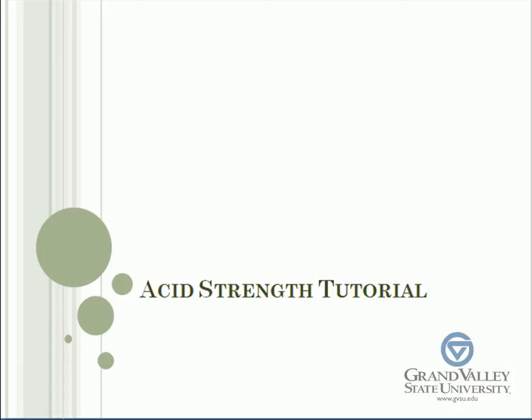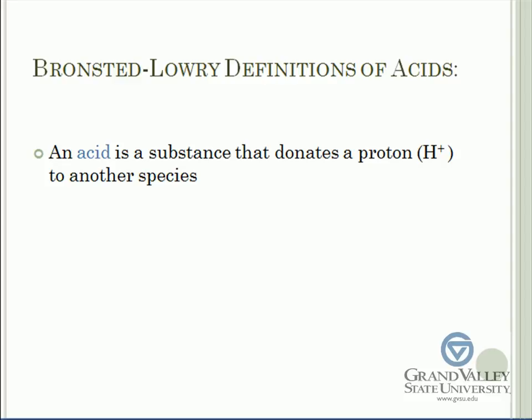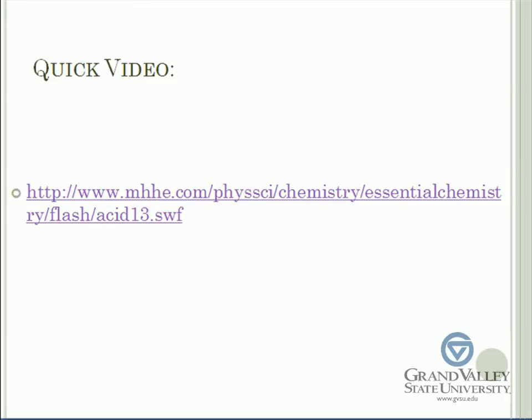During this tutorial we review how to determine the relative strengths of given acids. We will use the Bronsted-Lowry definition for an acid, which states that an acid is a substance that donates a proton, H+, to another species. We will do a brief review of acid strength by watching a video on dissociation of strong and weak acids.